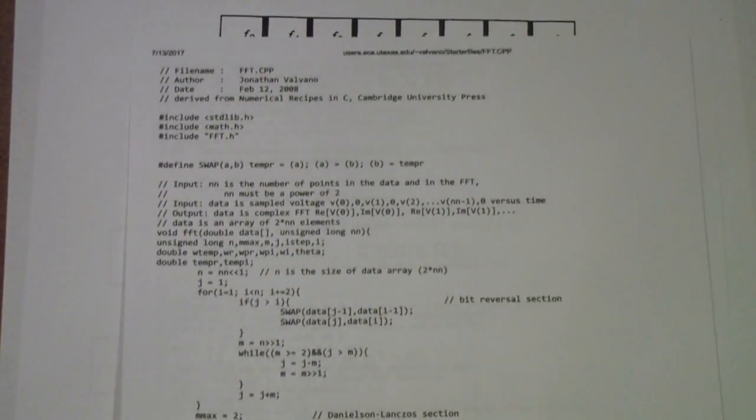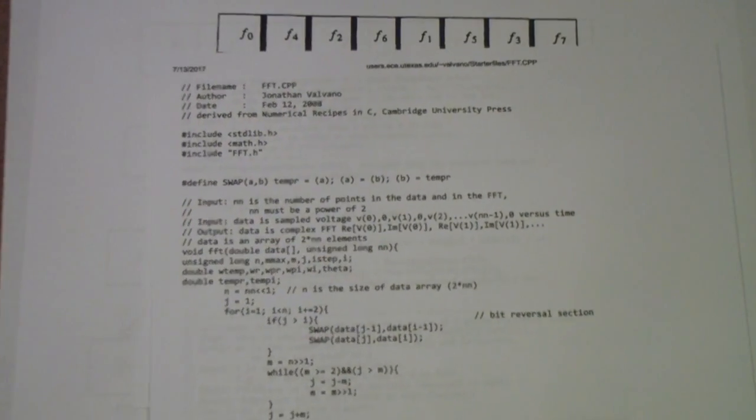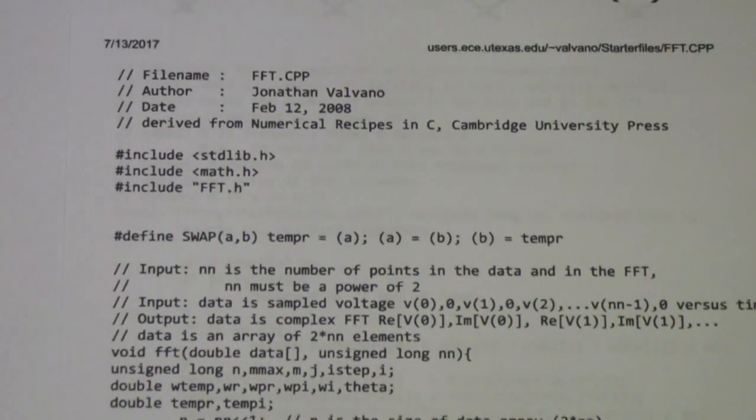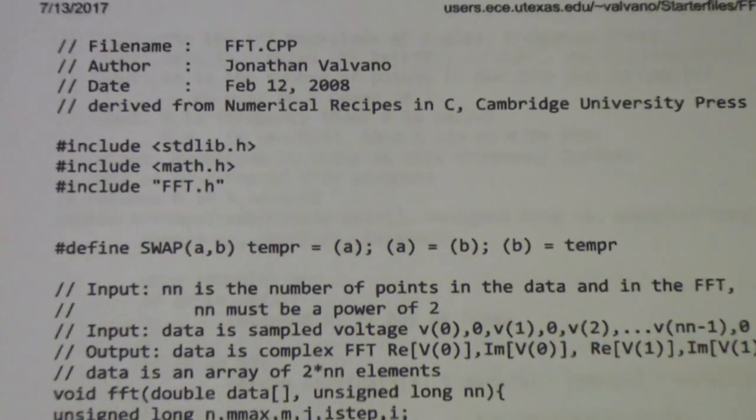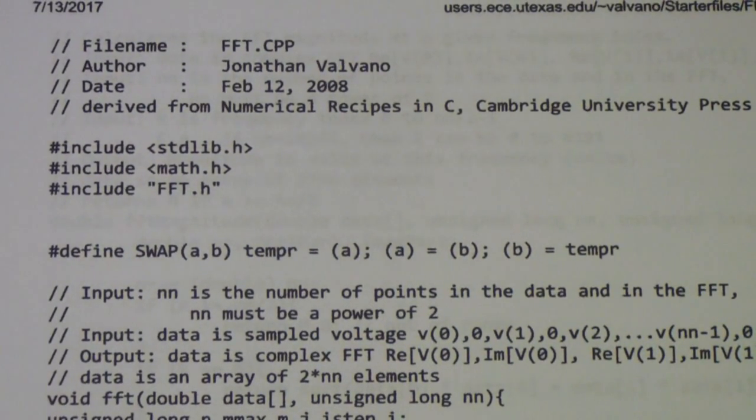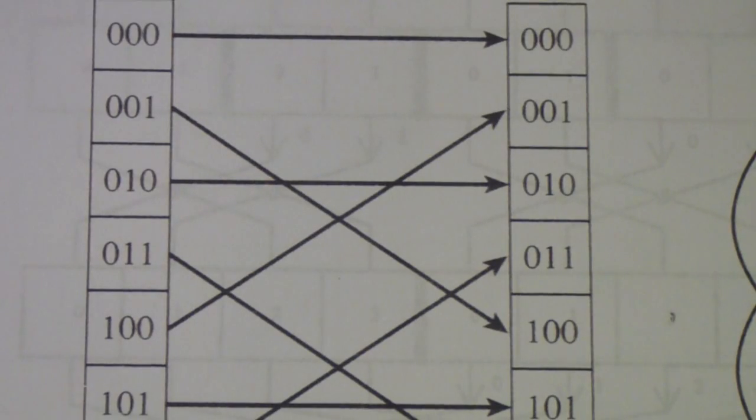Now, in the course of this, I came across this FFT algorithm, or a C implementation, by a student at the University of Texas, Jonathan Valvano, that he published in 2008. It is basically an implementation of this technique. In other words, the Danielson-Lanczos algorithm.